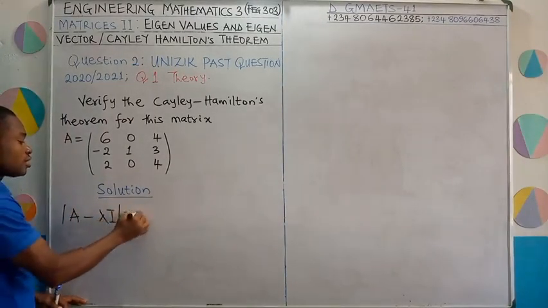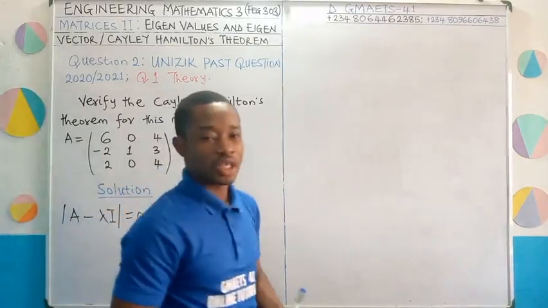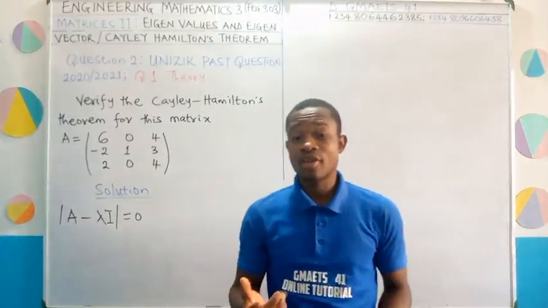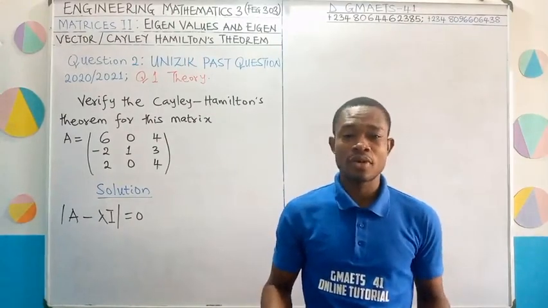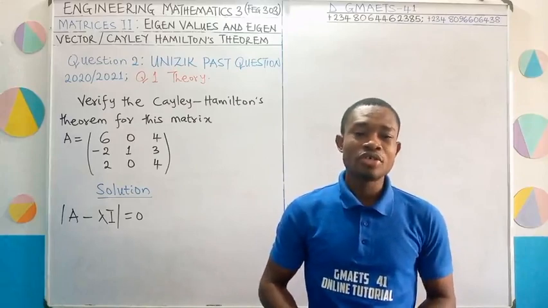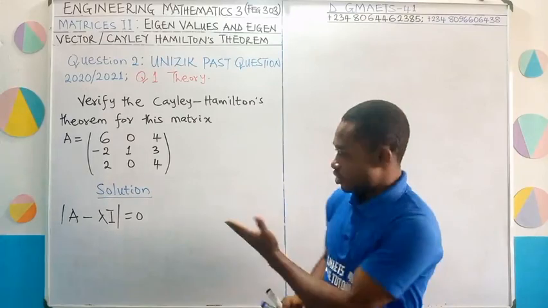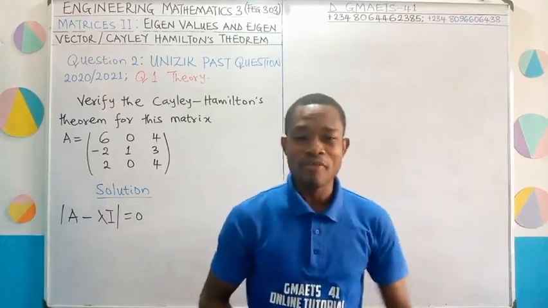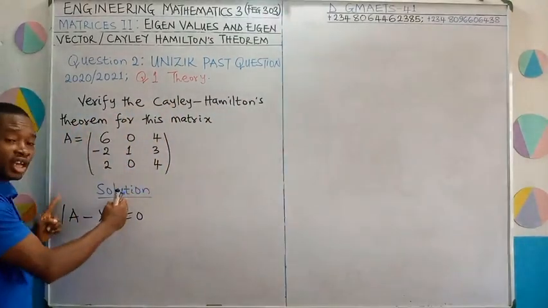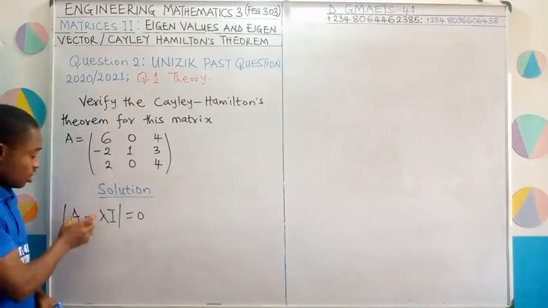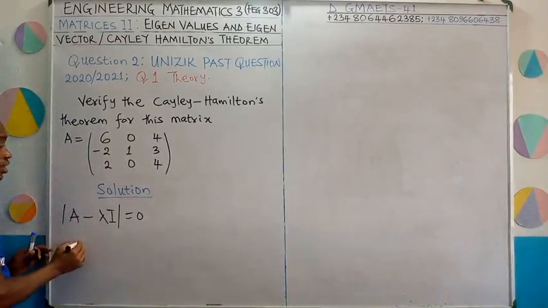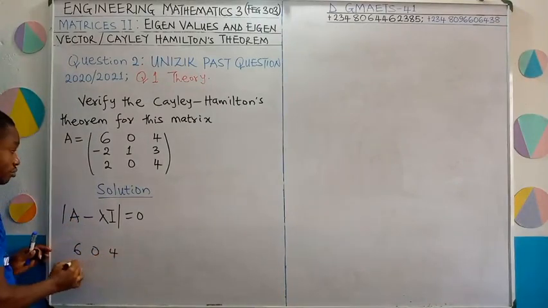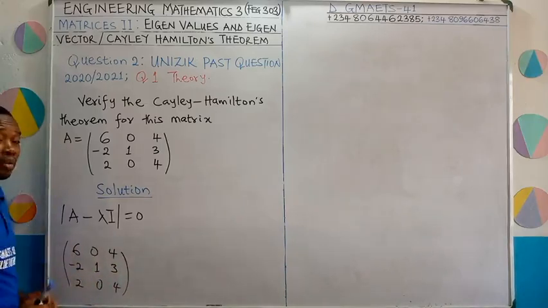This is how simple the characteristic equation of a given matrix looks: simply the determinant of A minus lambda I equal to 0. Now, all we're going to do is to substitute into this characteristic equation, and then we simplify whatever we have there. Remember, this slash sign represents the determinant of this whole term. So let us substitute and see. Our matrix A is 6, 0, 4, minus 2, 1, 3, and then 2, 0, 4. This is the square matrix A.